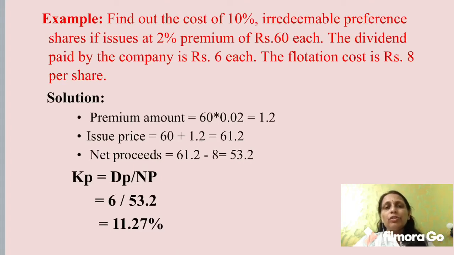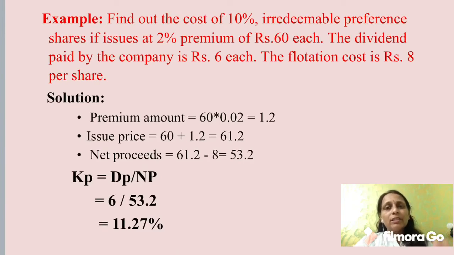Now, flotation cost is rupees 8 per share. Now, what is the role of flotation cost here? 2% premium on rupees 60 is 1.2 rupees. So, the company can get 61.2 rupees by issuing per preference share.